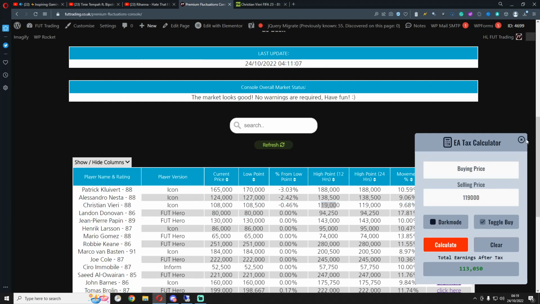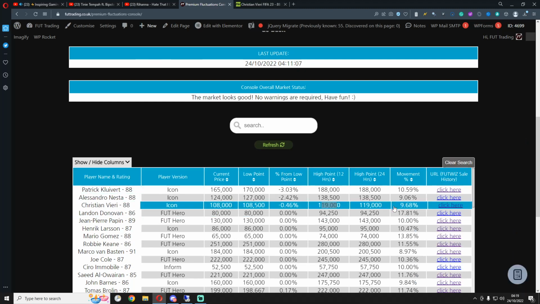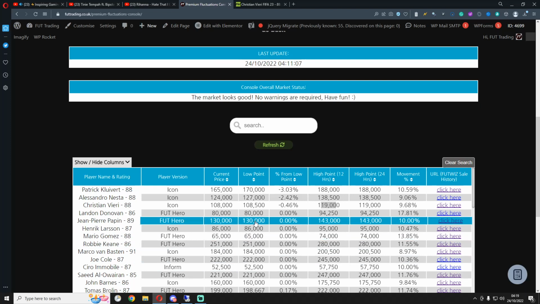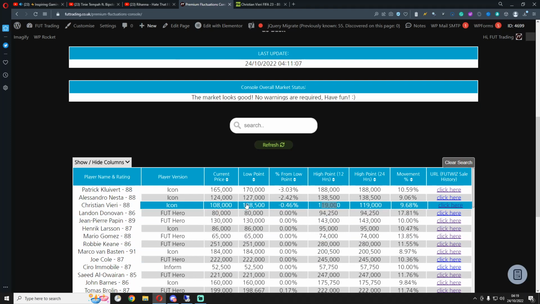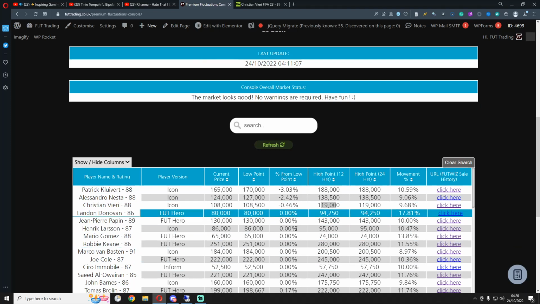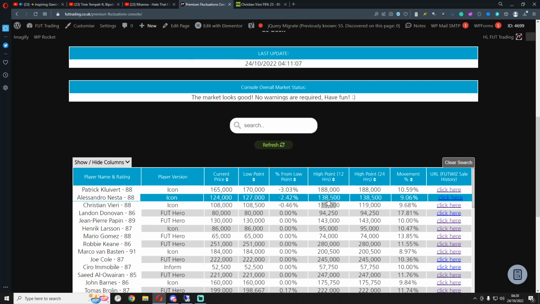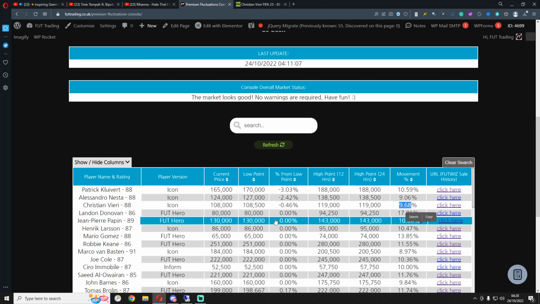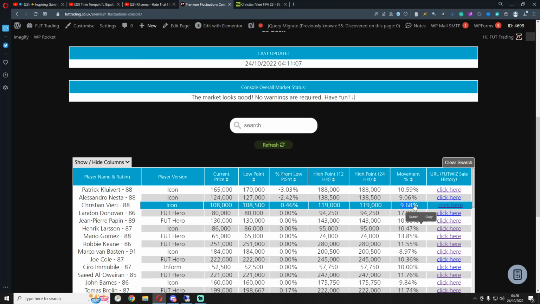The way we now work this out, a lot of people make this mistake, okay? Because the card's 100k and 5k is 5%, that's a good deal, okay? You're doing a 10% trade roughly from the high to the low. And any card on here will be that case if you sell at the high point and buy at the low point, okay? Obviously make sure you can sell for the high point though. You can see 9.68% movement, which would be 4.68% profit after the 5% EA tax. So that's a decent trade there, okay?